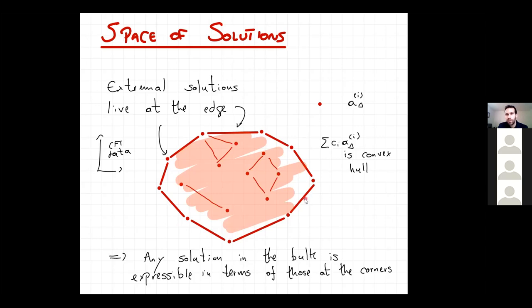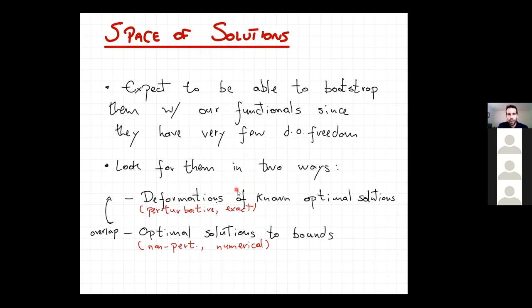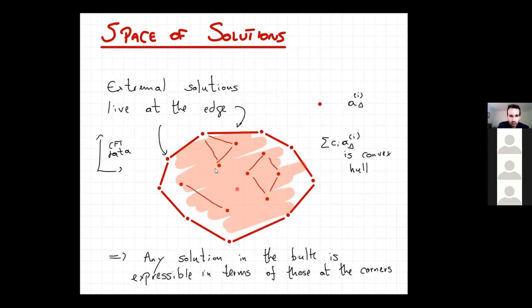And so this tells you that to understand the full space of solutions, we should focus on trying to understand the solutions which live at the boundaries of the solution space, because once we figure out those, then we can figure out all the other ones. At the same time, the solutions which live at these edges should be very simple. We are in the space of CFT data, and we are going to places where the CFT data is extremized in some way.